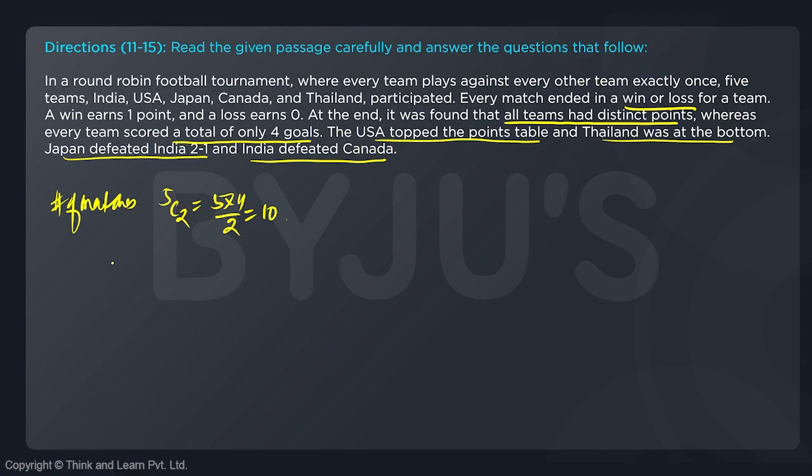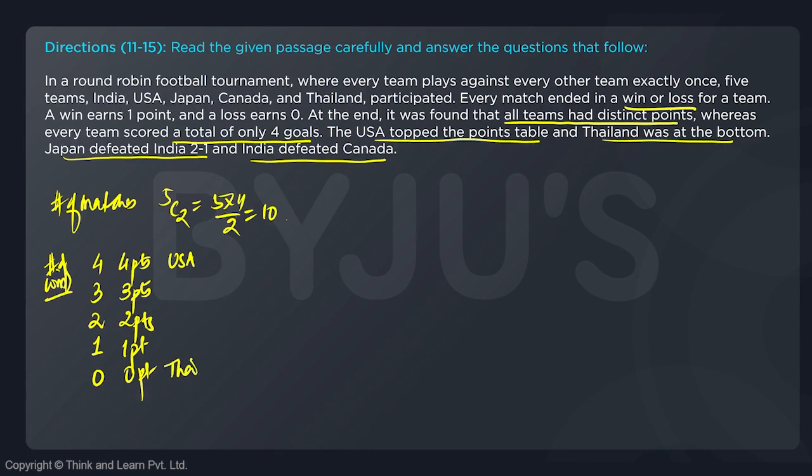Now, this is only possible if one team wins 4 matches. So if you talk about number of wins, one team wins 4, another wins 3, another wins 2, another wins 1, and the last one wins 0. So 4 wins means 4 points, 3 wins would mean 3 points because each win gives us 1 point, 2 wins is 2 points, 1 win is 1 point, and 0 wins means 0 points. It is given that USA topped the points table. So USA won all its 4 matches and got 4 points, and Thailand was at the bottom. So Thailand got a total of 0 points.